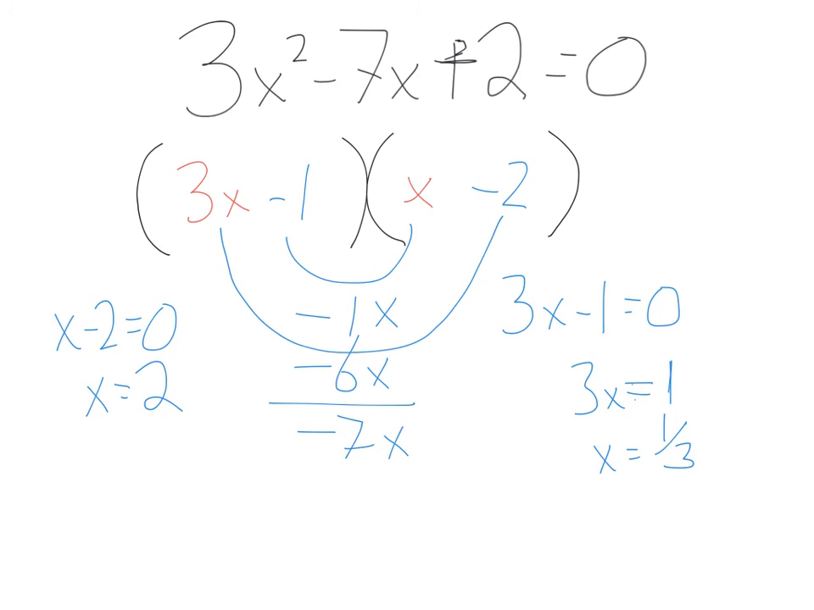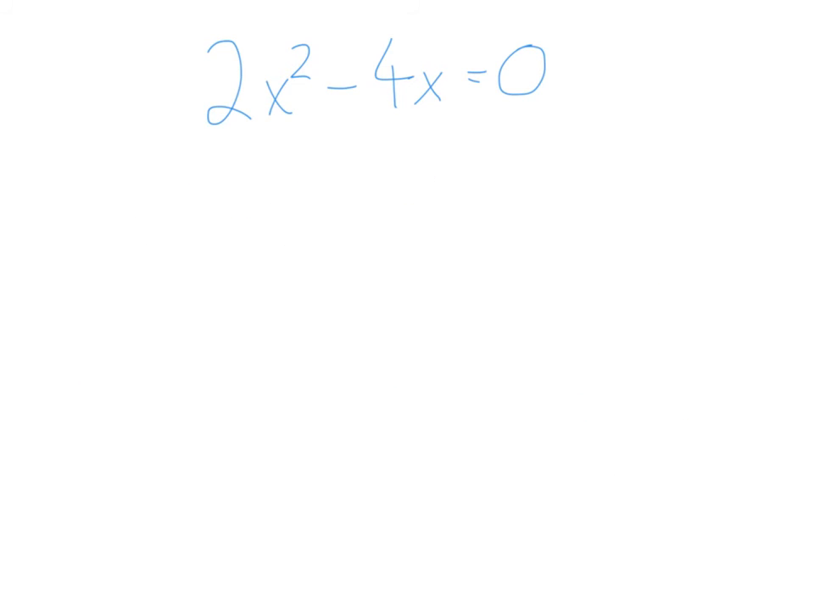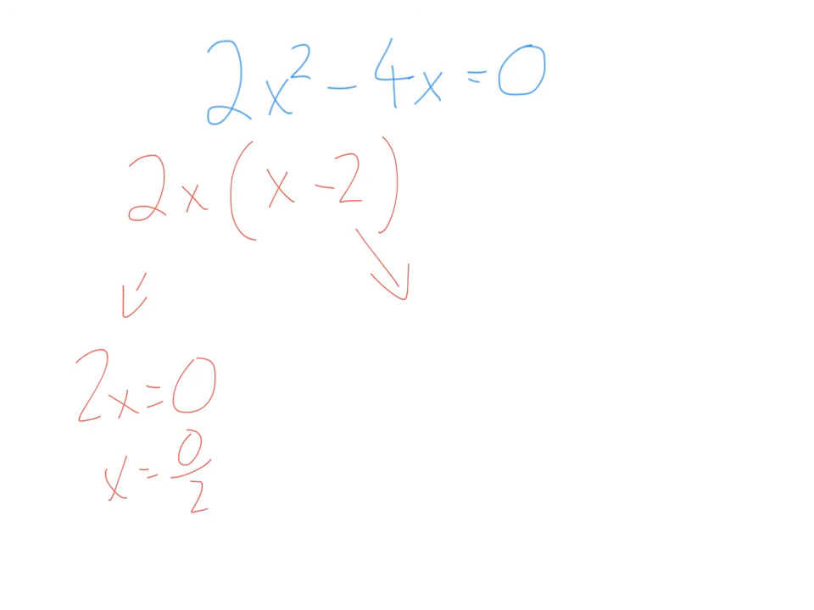So for example, if I have one like this here, I'm going to do the same thing. I'm going to factorize it, so common to both of them, 2x, x minus 2. And then I'll bring down both of these, make both of them equal to 0. 2x is equal to 0, so x is 0 over 2, which is 0. 0 divided by any number is 0. And then x minus 2 is equal to 0, x is equal to 2. So my two answers there are x is equal to 0 or x is equal to 2.